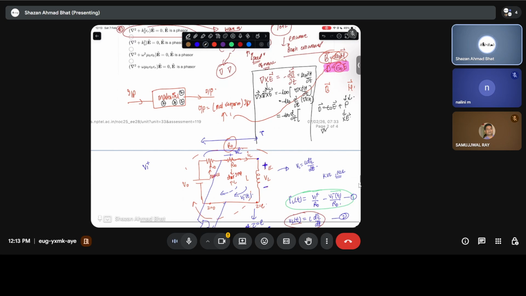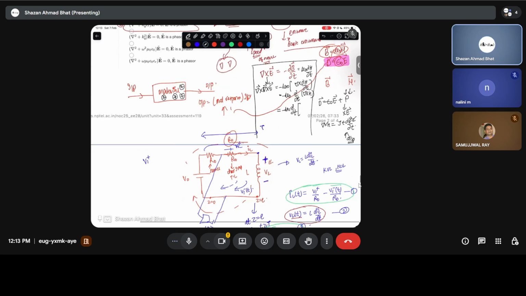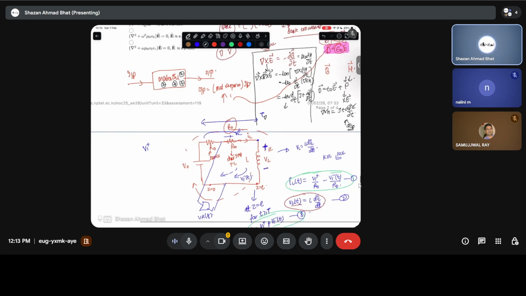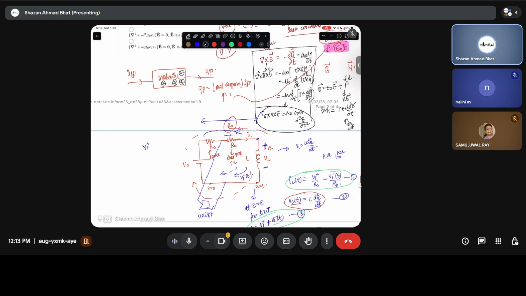From Maxwell's equation, del cross H is J plus dou D by dou t. This is the displacement vector, and this is the displacement current density, the variation of displacement current. You can simplify it and you get del cross del cross E, which is equivalent to mu naught epsilon r dou square E divided by dou t square. So this is the exact equation we are talking about.